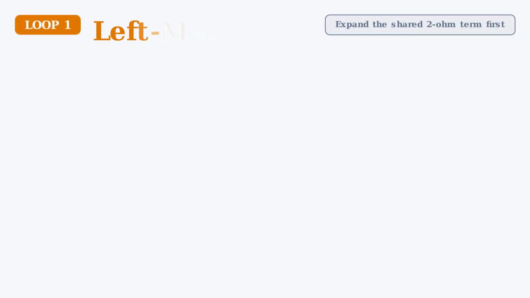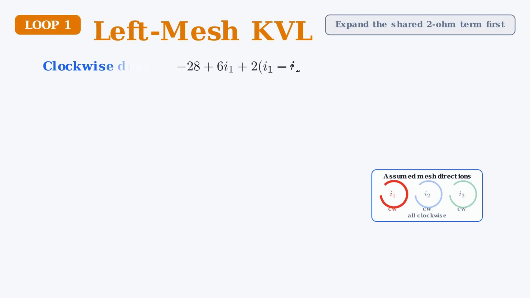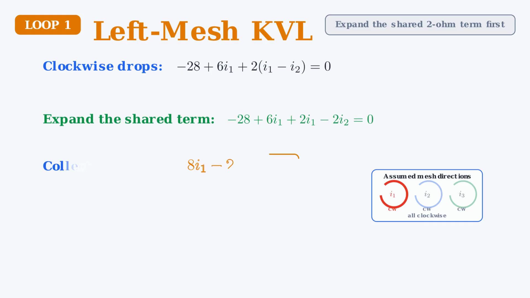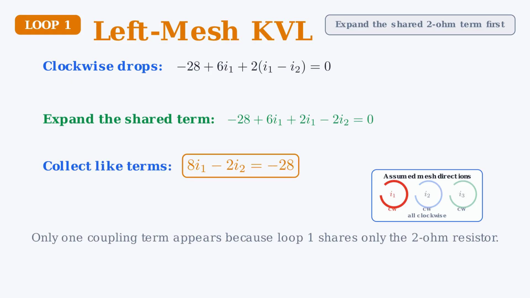Start with loop 1. As we move clockwise, we see a 28-volt source and two resistor drops. The 6-ohm resistor carries only I1, but the 2-ohm resistor is shared, so its branch current is I1 minus I2. So the first KVL line is negative 28 plus 6I1 plus 2 times (I1 minus I2) equals 0. Now distribute the 2-ohm term carefully. 2 times (I1 minus I2) becomes 2I1 minus 2I2. That is why the I1 terms add to 8I1, and the first mesh equation becomes 8I1 minus 2I2 equals negative 28.